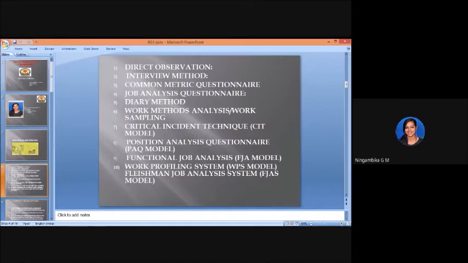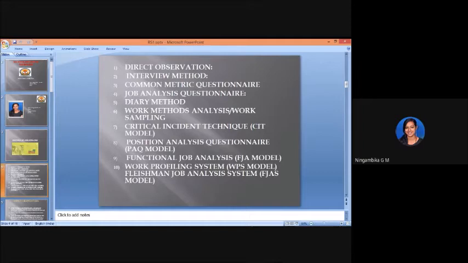Okay, so there are almost 10 plus methods. This is also a very important question in terms of VTU question papers, especially for third sem MBA HR specialization. The first one is direct observation, and the second one is interview method. Third one is common metric questionnaire. Fourth is job analysis questionnaire, diary method, work method analysis, or it is also called work sampling. Critical incident technique, in short form called CIT, and position analysis questionnaire, that is PAQ model, function of job analysis, that is FJA model, work profiling system, that is WPS model, and the next one is Fleishman job analysis system, FJAS model.